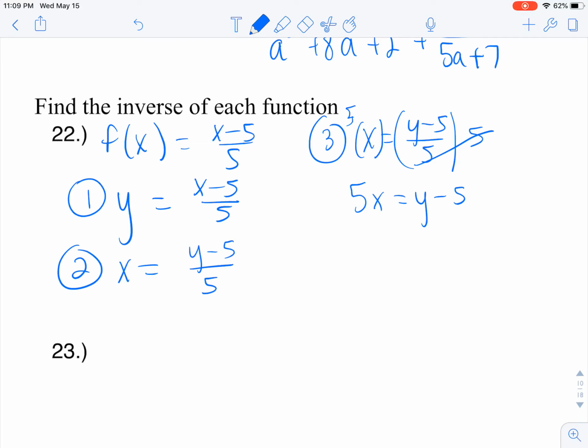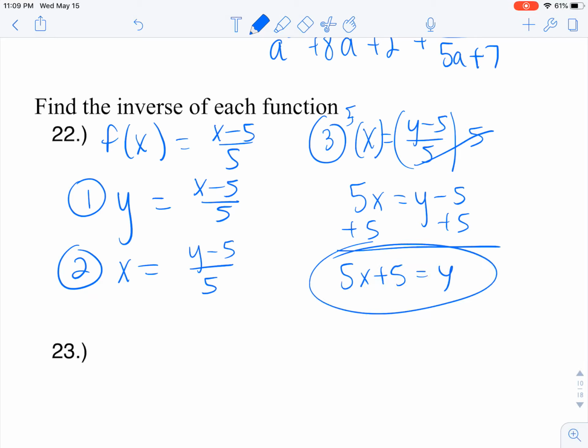Step 3 is that we are now going to solve this new equation. So to get rid of a divided by 5, I'm going to multiply both sides by 5. So I get 5x equals y minus 5. And then we just need to add 5 to both sides. So we just had to solve for y. So 5x plus 5 equals y. There's my solution.